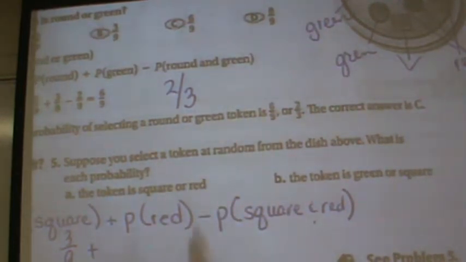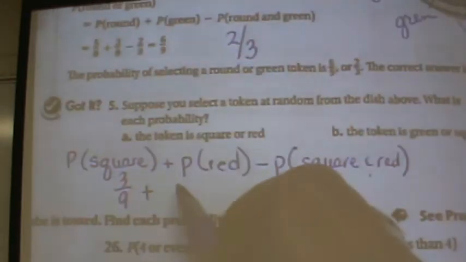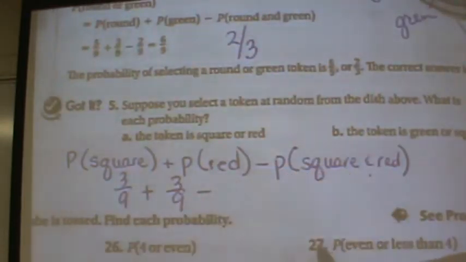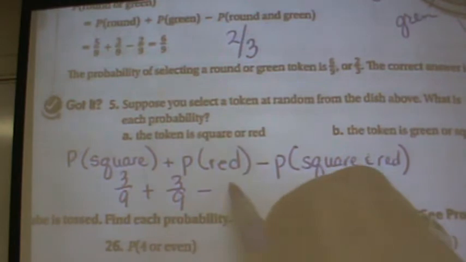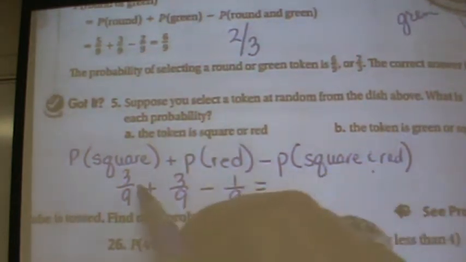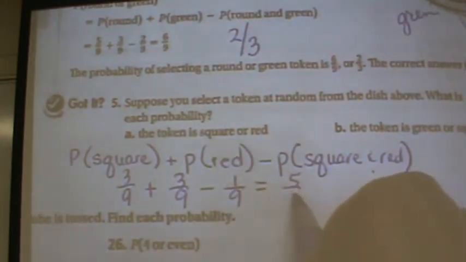3, these 3 are red. And how many are square and red? 1. There's only 1. So 6 minus 1, this is 5 ninths.